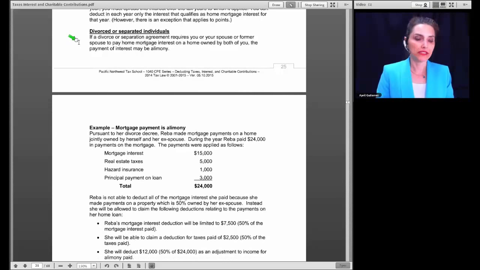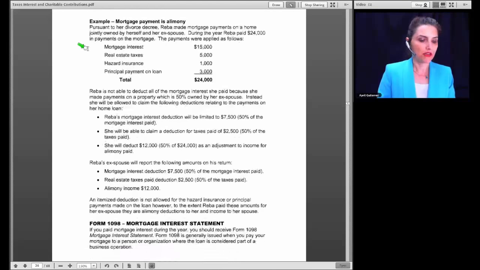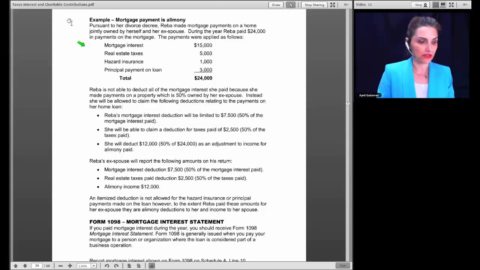For divorced or separated individuals, if a divorce or separation instrument requires you or your former spouse to pay home mortgage interest on a home owned by both of you, the payment of interest may be alimony. And here is an example where it is alimony. Pursuant to her divorce decree, Reba made mortgage payments on a home jointly owned by herself and her ex-spouse. And during the year, Reba paid $24,000 in payments on that mortgage.